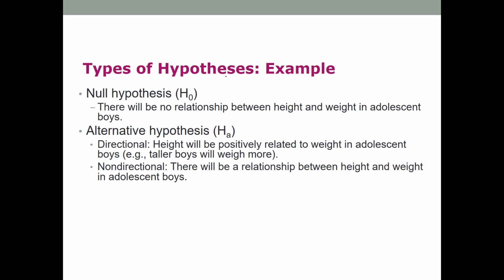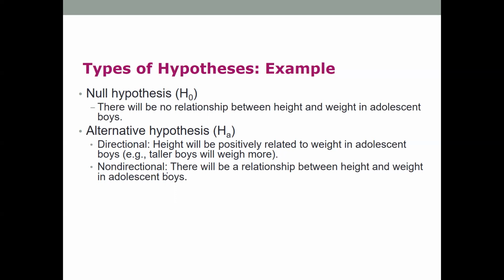So here's an example of a null hypothesis. There will be no relationship between height and weight in adolescent boys. That would be a null hypothesis because it's stating that there's no relationship between height and weight. For an alternative hypothesis, there's an example here, directional or non-directional. The directional alternative hypothesis would be: height will be positively related to weight in adolescent boys. And that really means taller boys will weigh more.